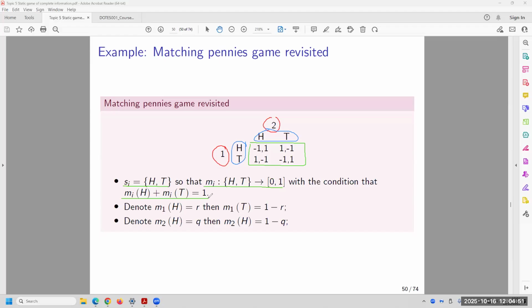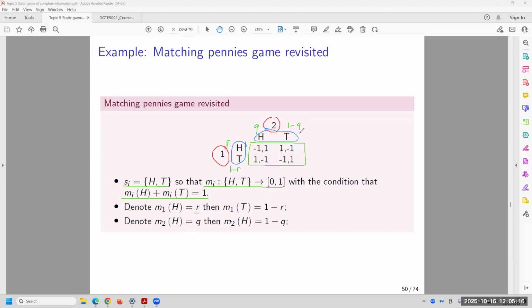And luckily, we only have 2 outcomes. The probability over 2 outcomes can be represented by a number, right? You can just focus on the 1, the other will be 1 minus. So I call this R, this 1 minus R, and this Q and 1 minus Q.